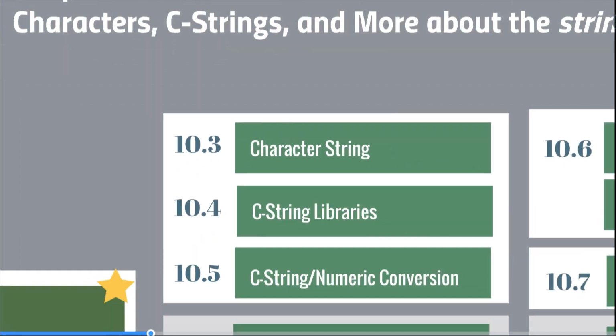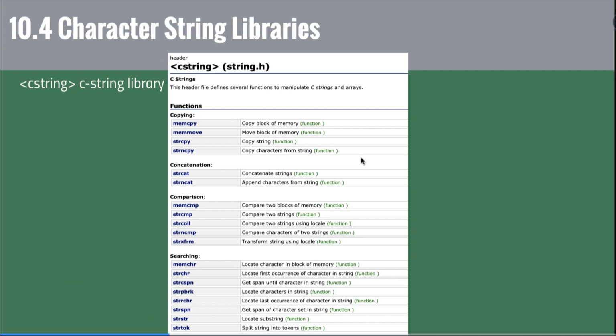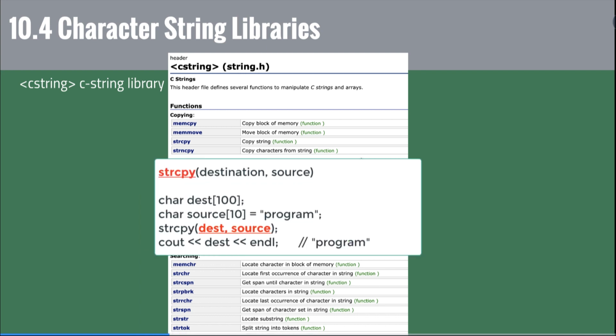Now I will introduce a couple of library functions to apply to the C-string types. These functions require the C-string type as a parameter. As the string class type is not appropriate for these functions, C-string library functions are categorized into 4 groups. The first group is for copying, the second group is concatenation, the third group is comparison, and the last group is for searching.